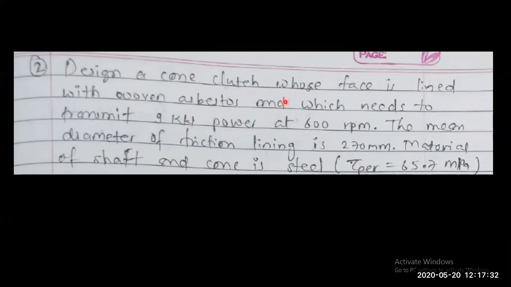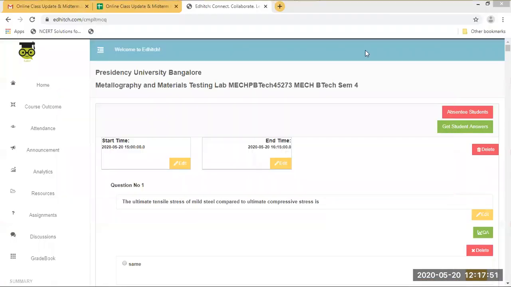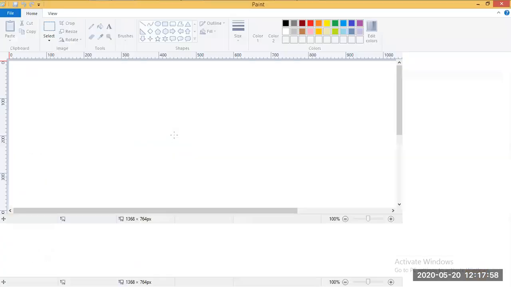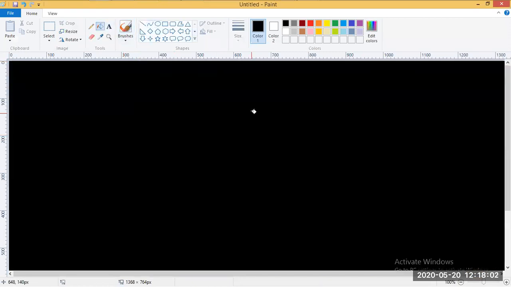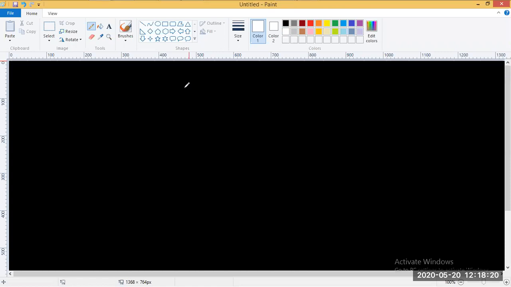We need to design a cone clutch whose face is lined with woven asbestos and which needs to transmit 9 kilowatt power. So woven asbestos, and the material of the shaft is steel. We'll note down the data one by one. This is the second numerical, numerical number 2.